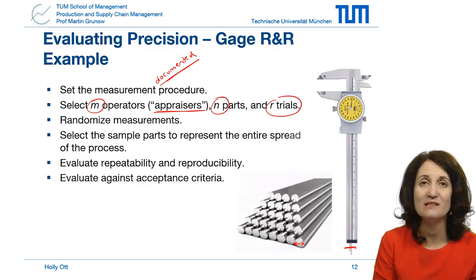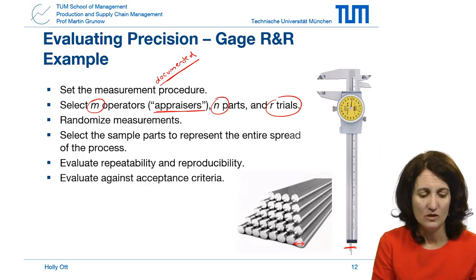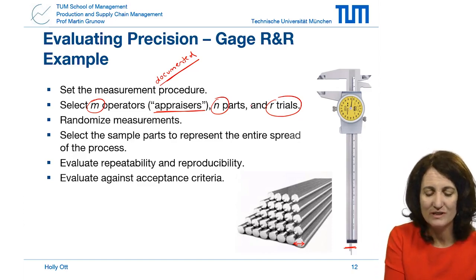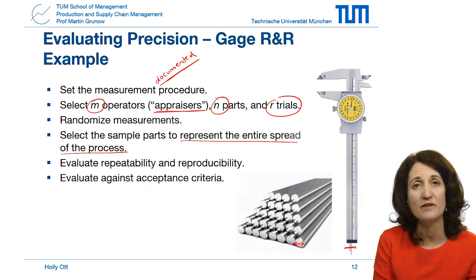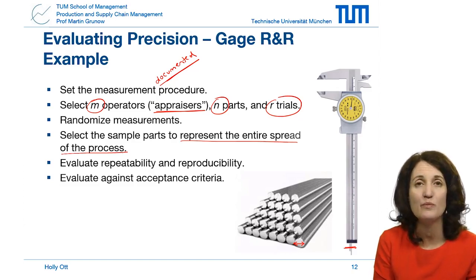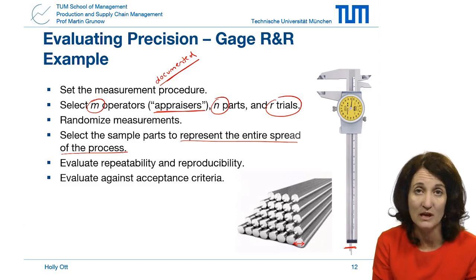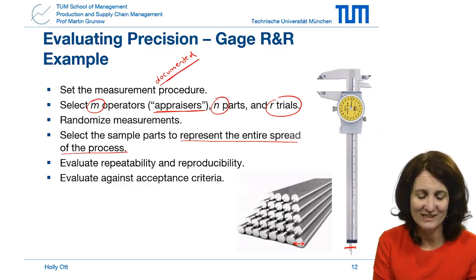It's important to use appraisers who normally perform the measurement, and who are familiar with the equipment and the procedures. You also want to select sample parts that represent the entire spread of the process. Because if you don't, in the end, you're going to be comparing the error due to the equipment to the error of the entire process spread, the error due to the process. So you want to make sure the sample parts are representative of the entire process. Otherwise, you may end up overstating your measurement error. We'll see that a little bit later.